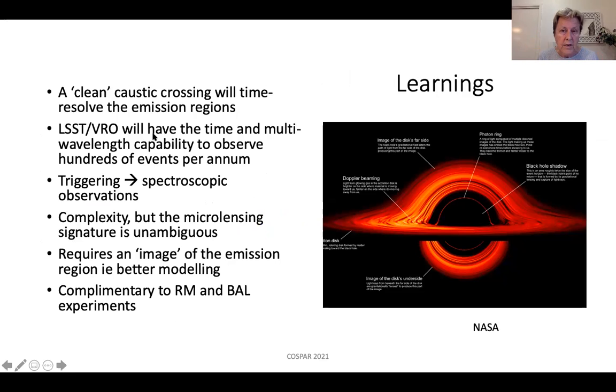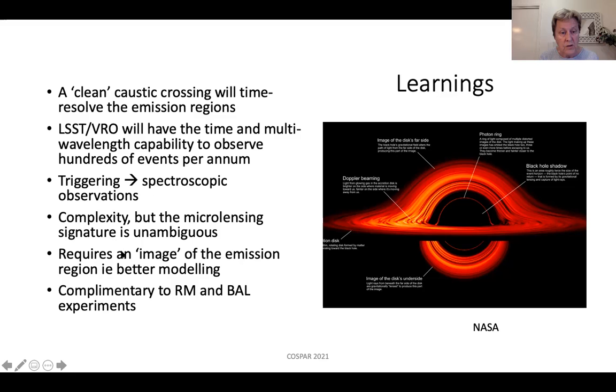So the learning from this is that if we can get clean caustic crossings, time-resolved light curves of the emission regions, then we'll be able to trigger spectroscopic observations, which will enable us to measure the sizes of the emission regions. That will be enormously advantageous in actually measuring the geometry of these regions. The Large Synoptic Survey Telescope will be able to do this.